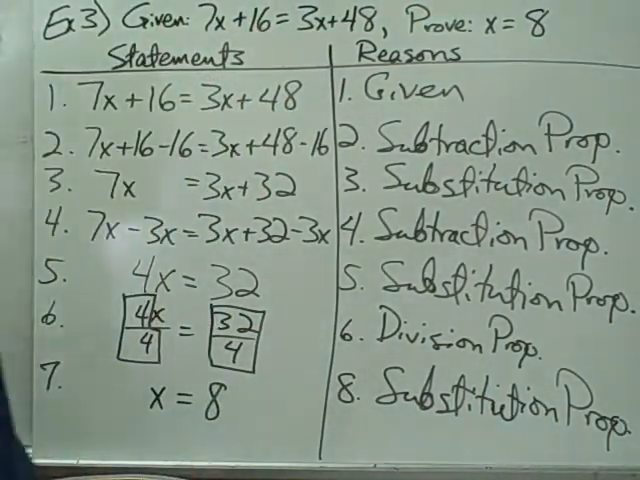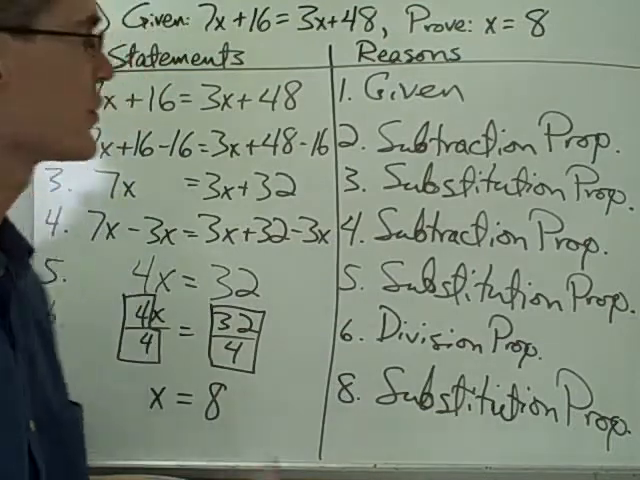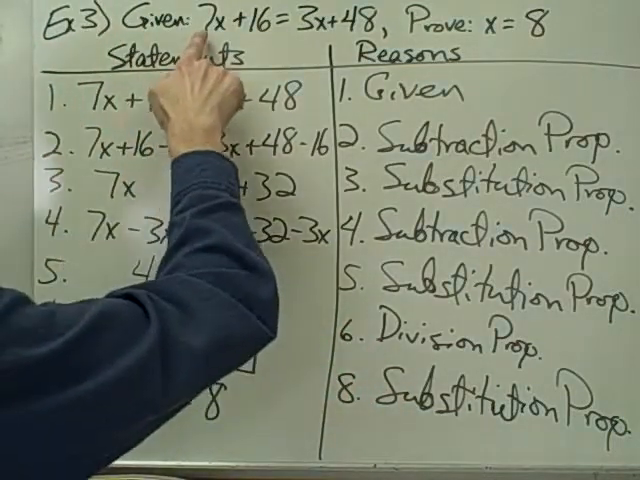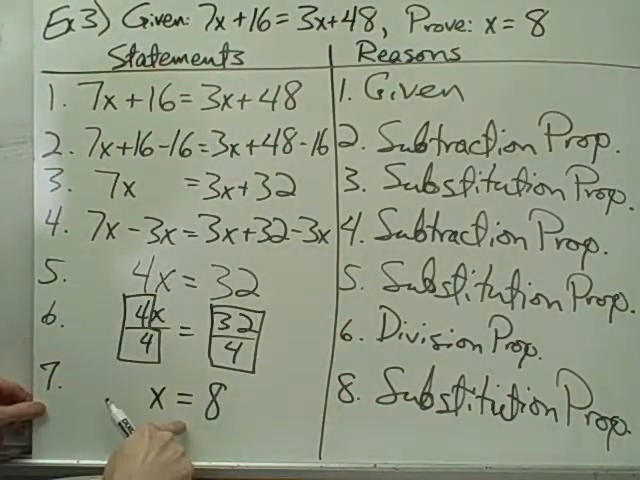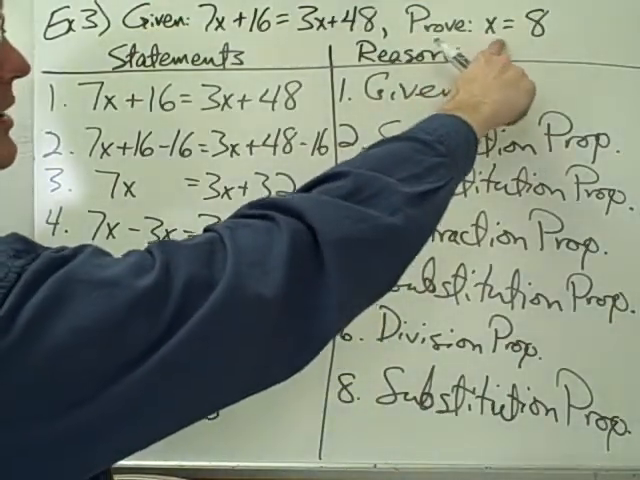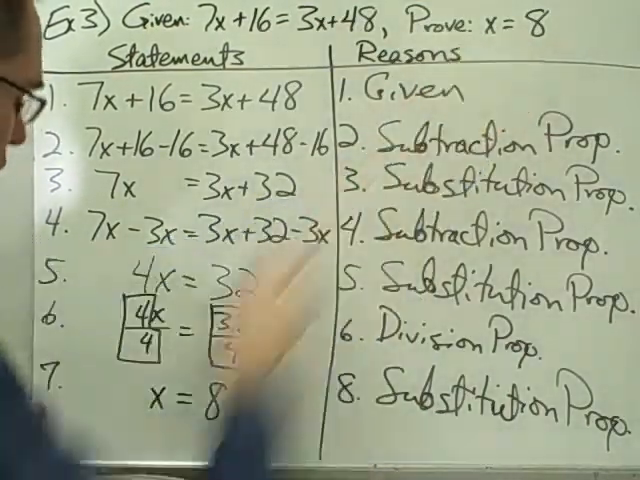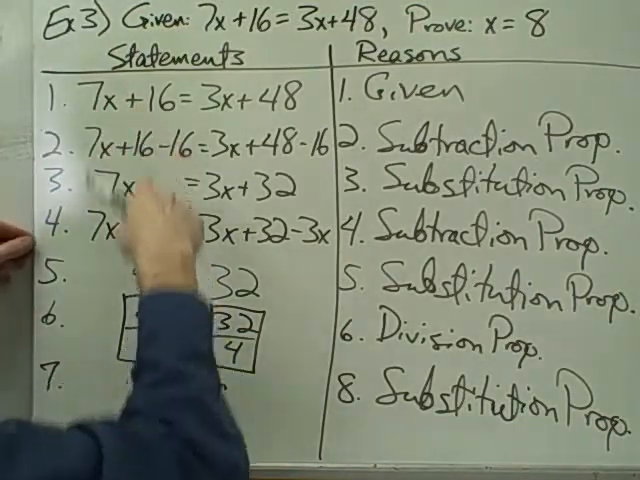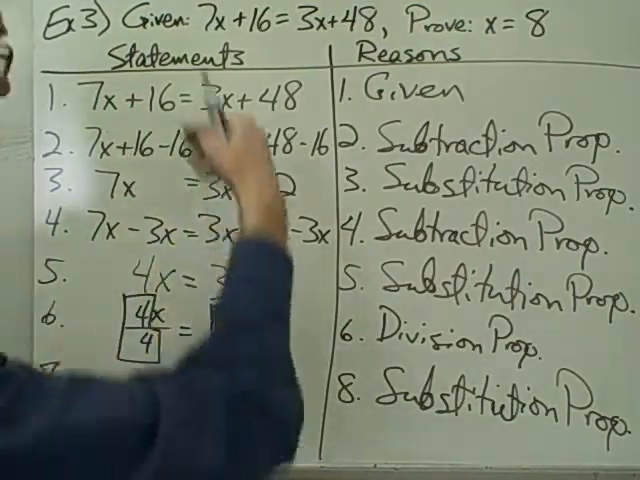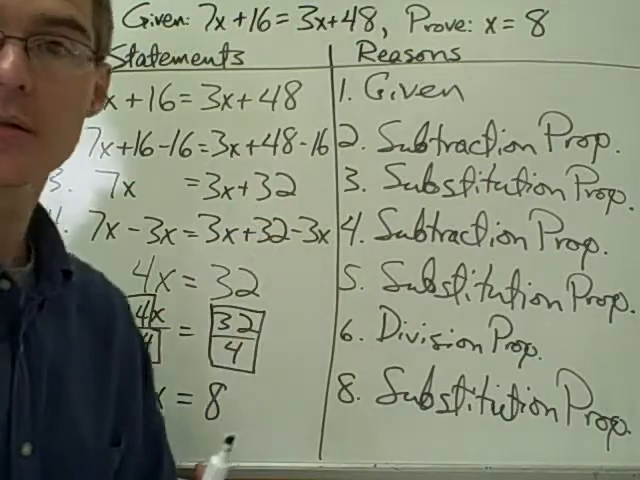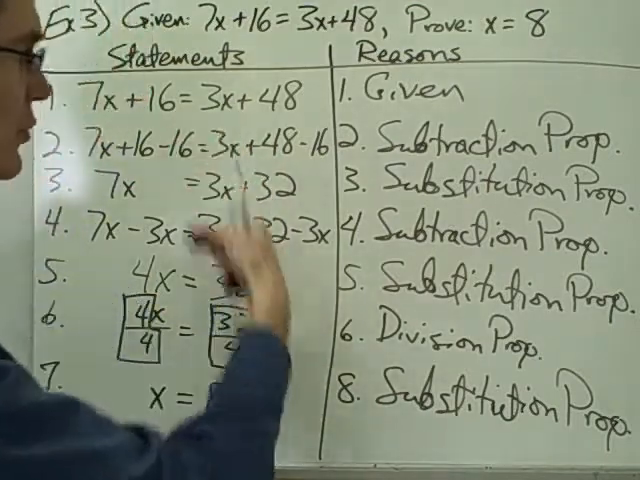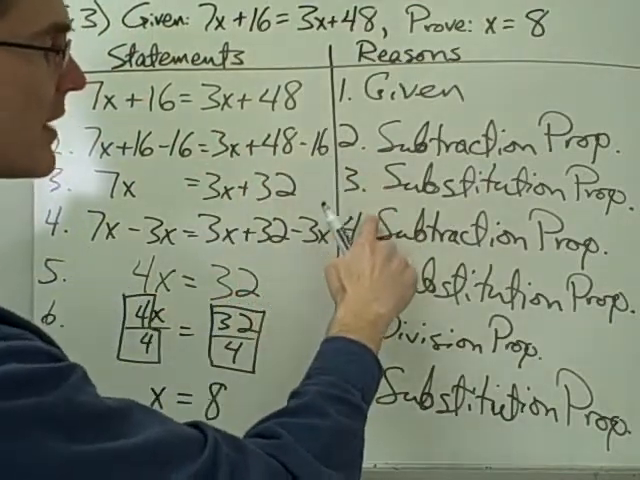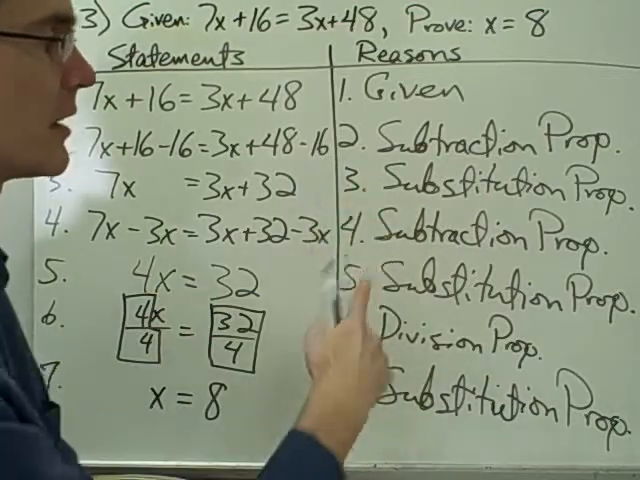So you start to notice some things about how these proofs look. They always start with the given statement. They always end with the prove statement. That is the prove statement, what it is you're trying to prove. That's always the last statement in your proof. And each one of the additional statements is just whatever the next thing is that you need to do in order to solve your equation, accompanied by the corresponding reason.